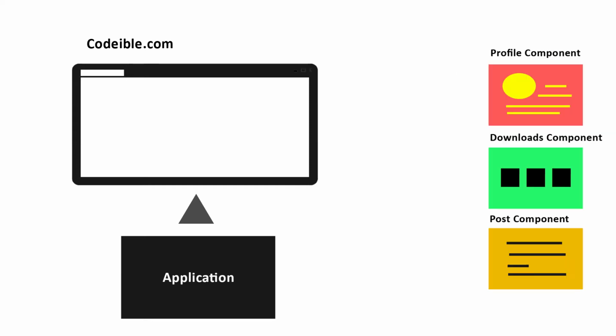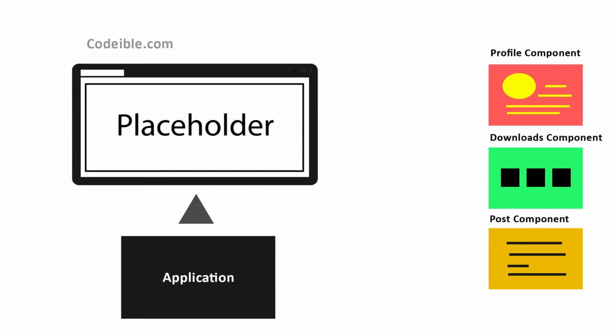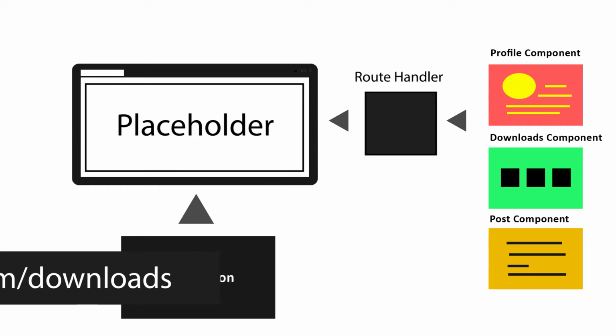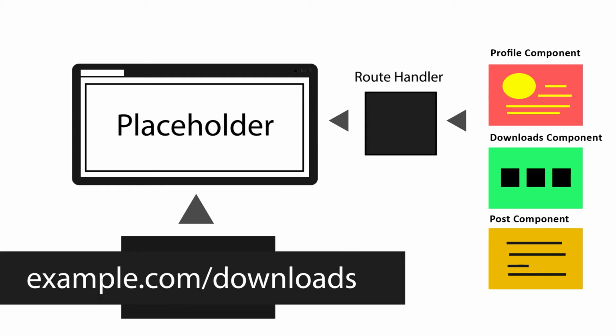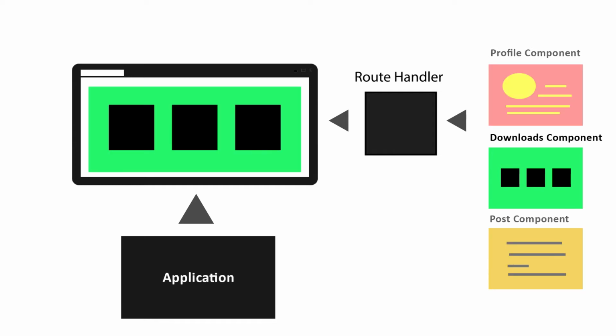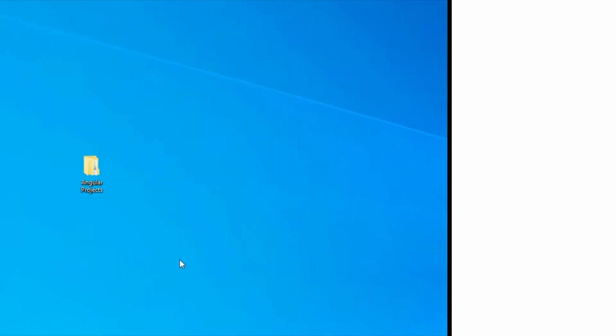How it works is that there will be a bunch of components and several placeholders in parts of our page where components can be swapped in and out. Then there's a route handler that manages the routes and placements of the components. If we navigate to example.com/downloads and our route handler contains that route, the route handler will take the downloads component and place it into the placeholders of our page. Let's do some examples. Open your Angular project on VS Code.